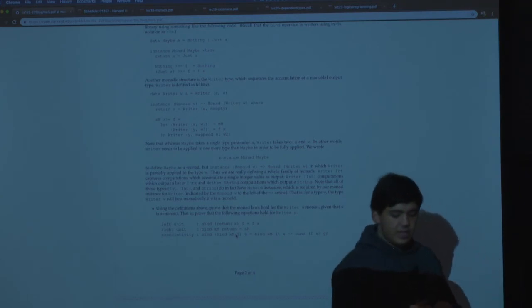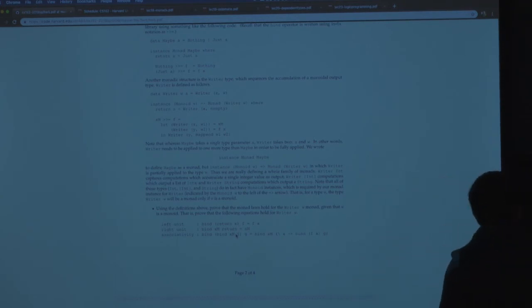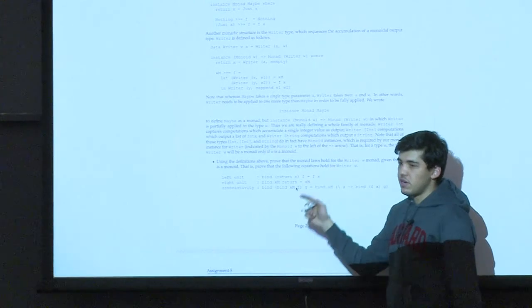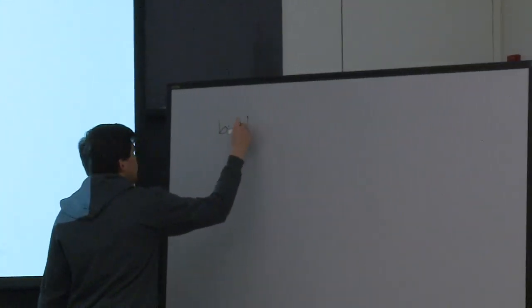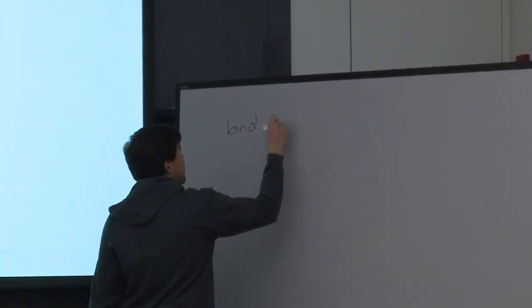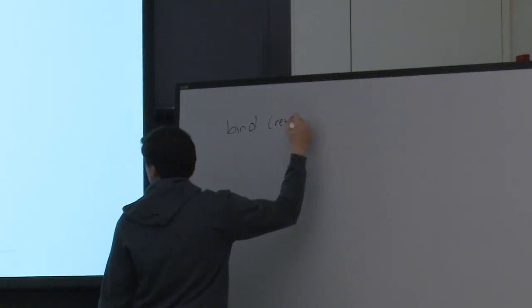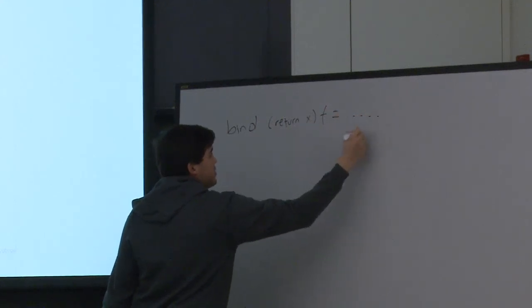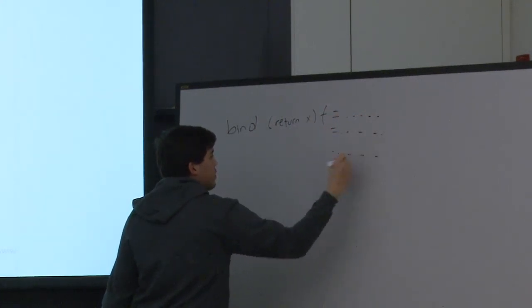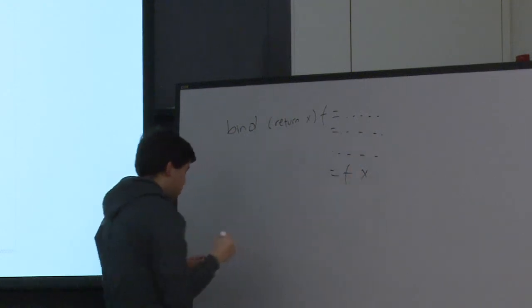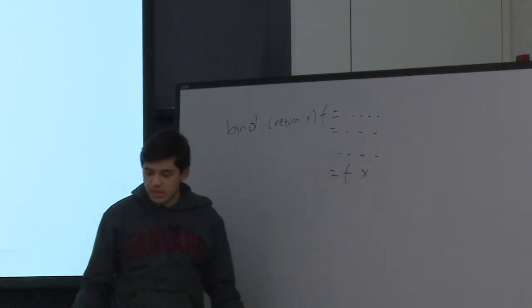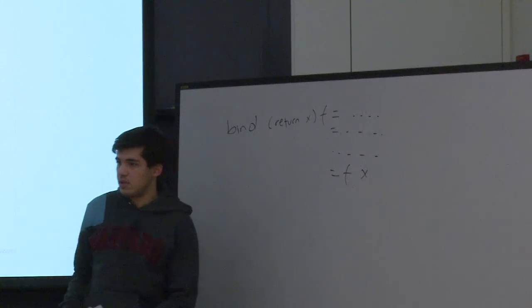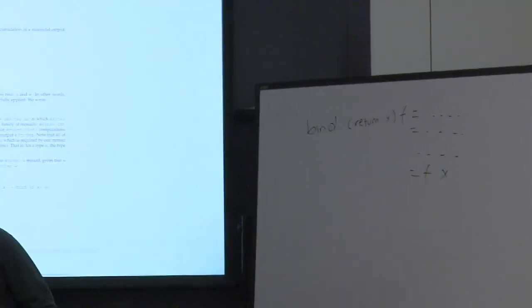The way you're going to start is by basically starting with what you have. To prove left unit, you're going to start from here and aim to end at this point right here. So you say, okay, bind (return x) f, and you do some intermediate steps where you end up with f x. The way you do these intermediate steps is by using the definitions that are given in the first part of the homework.